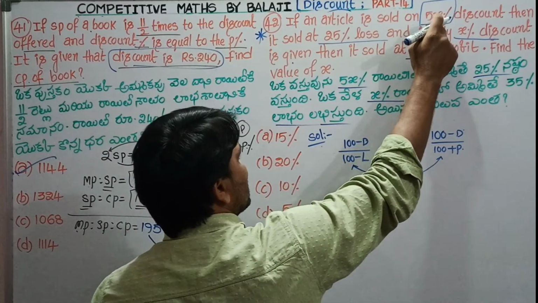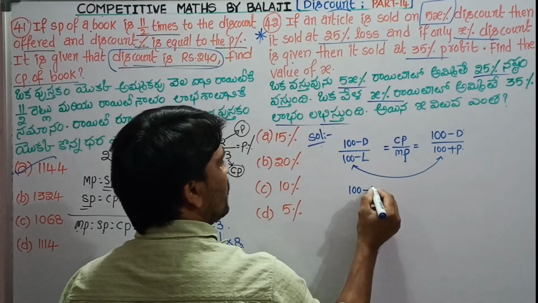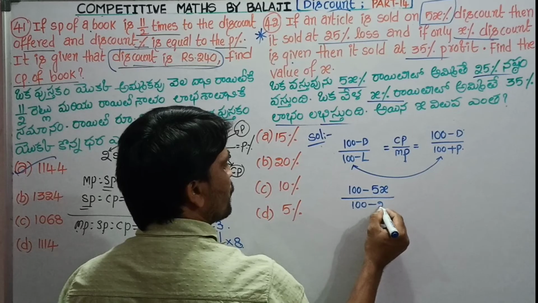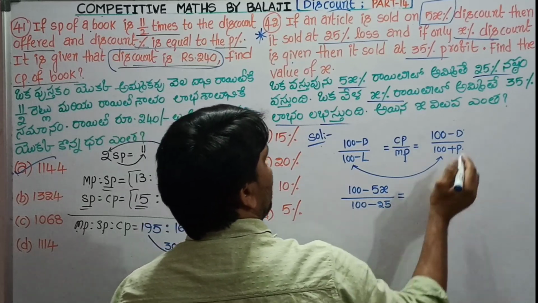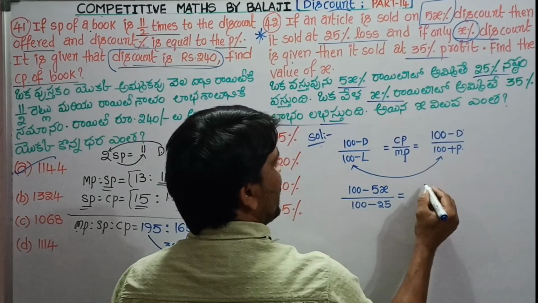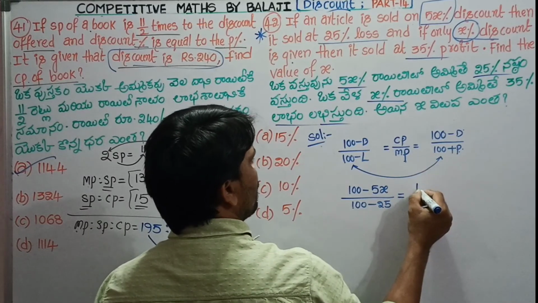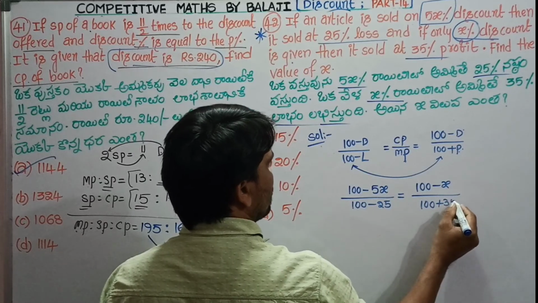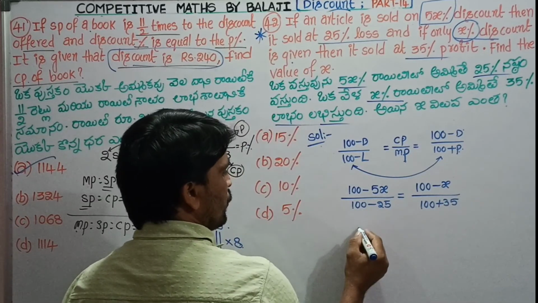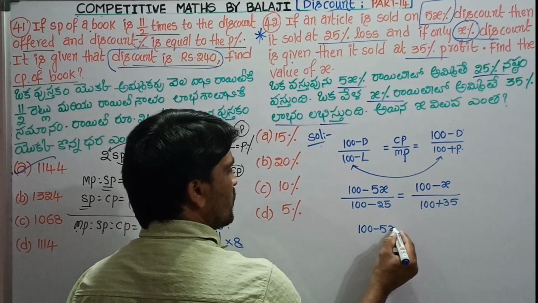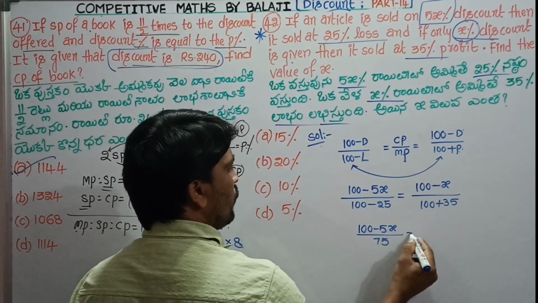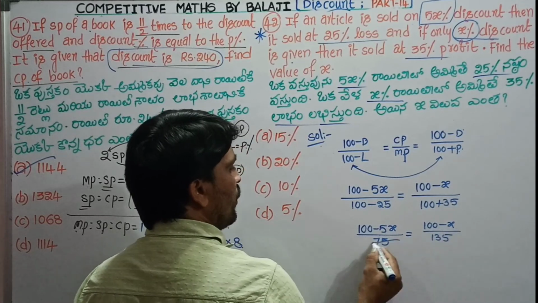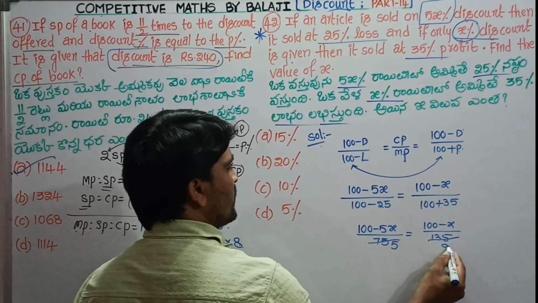If 5x% is discount, then loss is 25. That is 100 minus 5x by 100 minus 25. If discount is only x%, then profit is 35%. That is 100 minus x by 100 plus 35. So 100 minus 5x by 75 equals 100 minus x by 135. 15 5s are 75, 15 9s are 135.